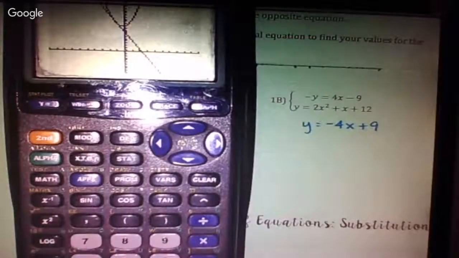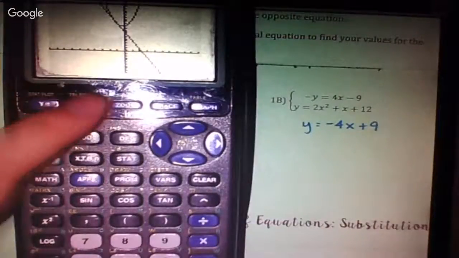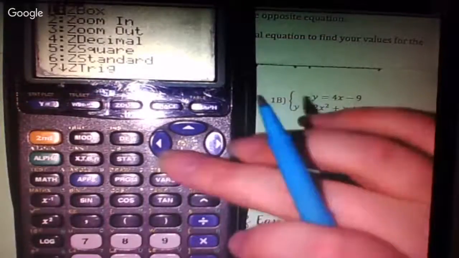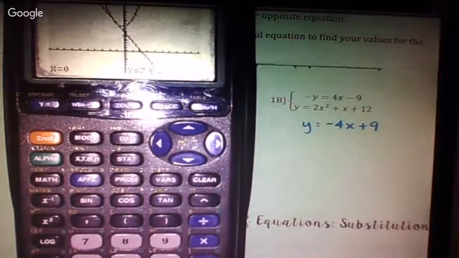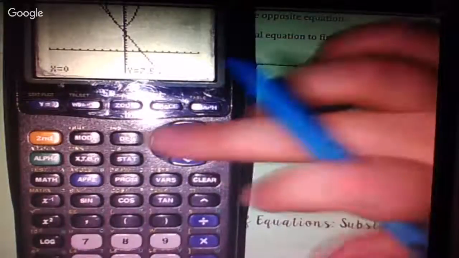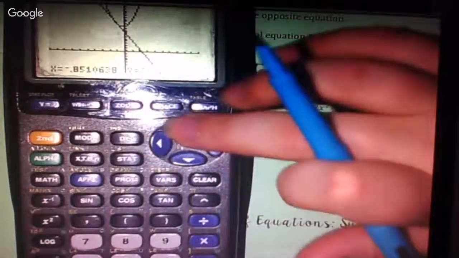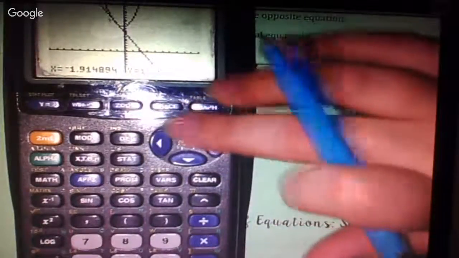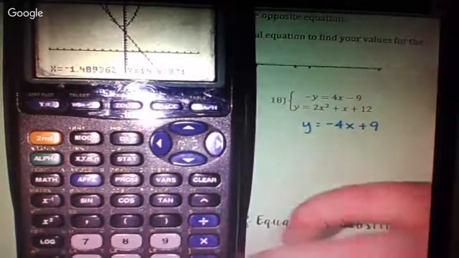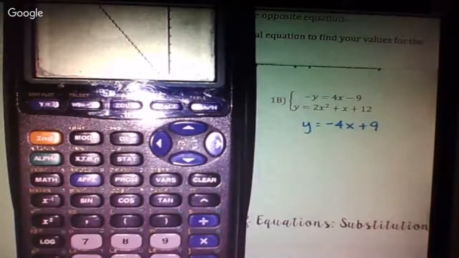Okay, so we need to figure out how many times this actually intersects. It looks like 1. Let's try to zoom and see what happens. Let's zoom in. Do choice number 2. So if you go to zoom, choice number 2 is zoom in. We want to zoom in close to where it looks like it's intersecting. So if you move that little cursor close to the intersection and hit enter, it should zoom in on it here for us.